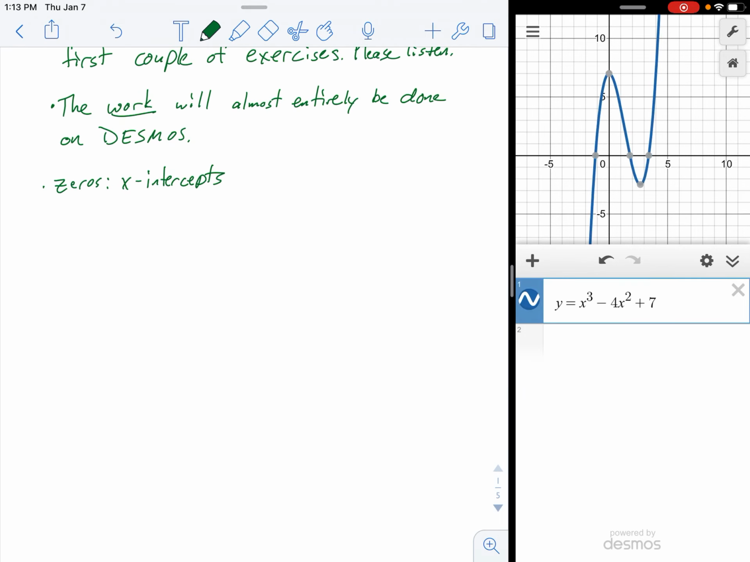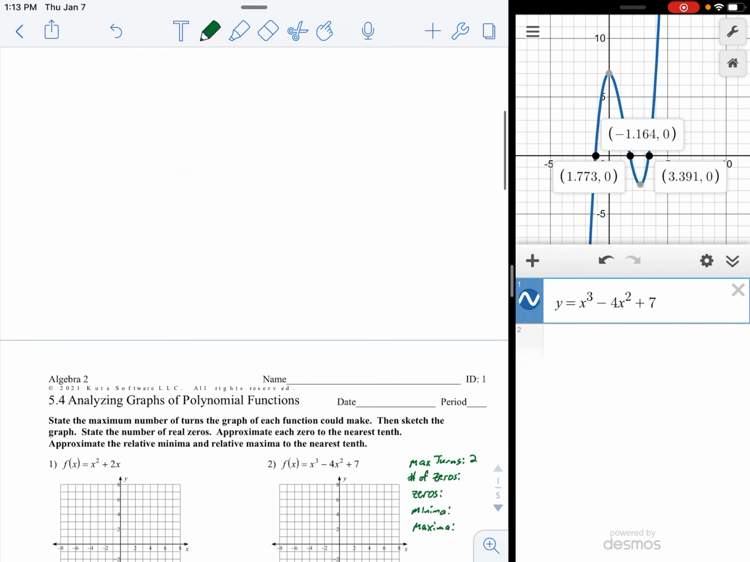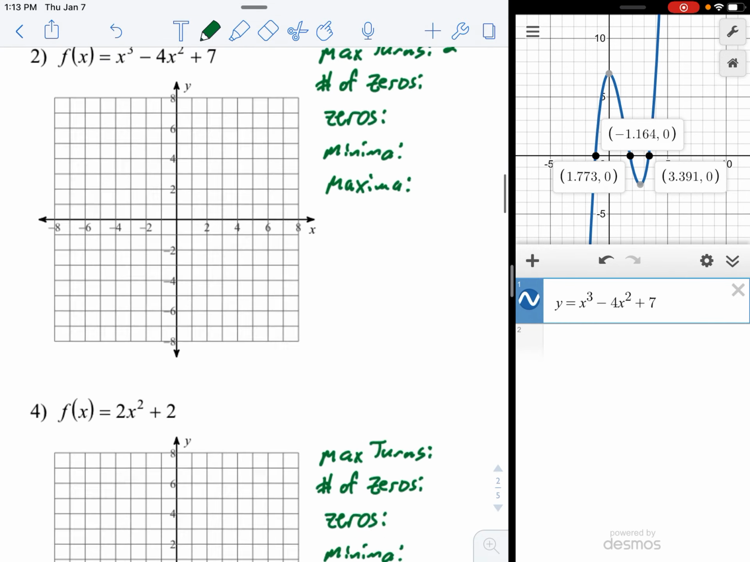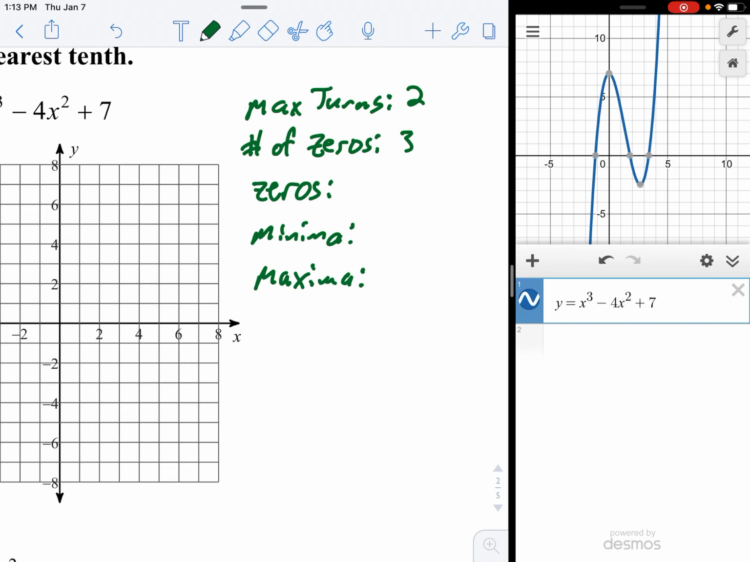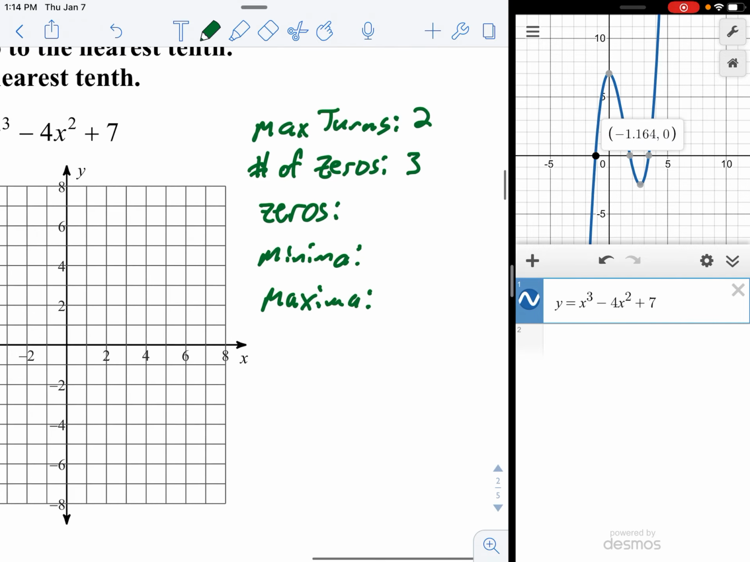And this one has 3. 1, 2, 3. If you tap them on your Desmos screen, it actually tells you what they are. So there are 3 zeros. What are the zeros? And this says round to the nearest tenth. So this says negative 1.164. If we round off to the nearest tenth, that's negative 1.1. I'm sorry, that's negative 1.2.